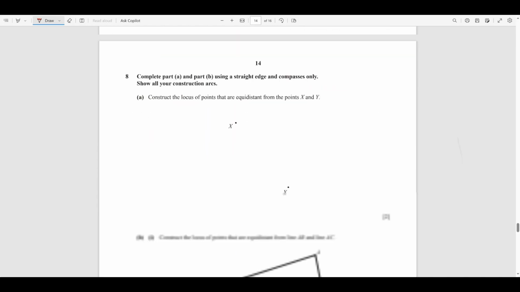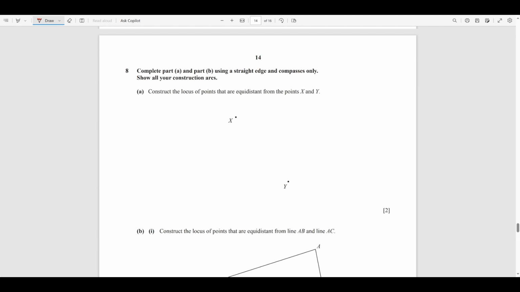Question 8. Complete part A and part B using a straight edge and compasses only. Construct the locus of the points that are equidistant from the line. The set of points, or the locus of points, that are equidistant from two points is defined as the points lying on the perpendicular bisector of those two points. So first we need to connect X and Y, and then we need to make a perpendicular bisector of X and Y.